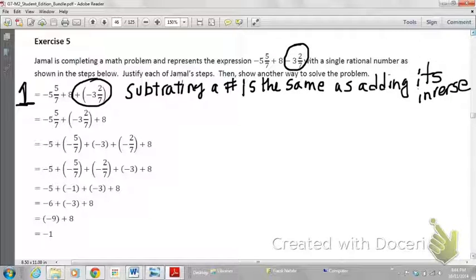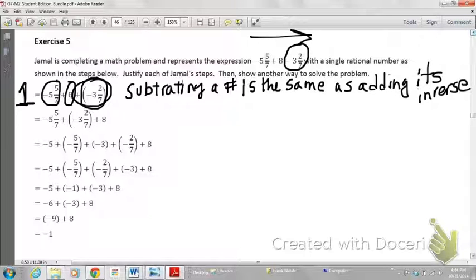So instead of ending this expression as 8 minus 3 2/7, he's created it all as being a sum. The entire expression is now all sums. We have negative 5/7, we are adding that to 8, and then we are adding negative 3 2/7 to that. It kind of separates everything out.